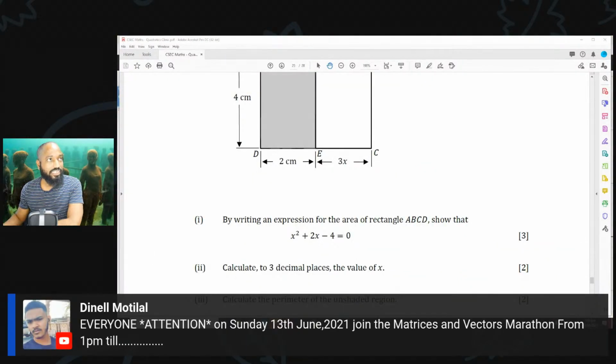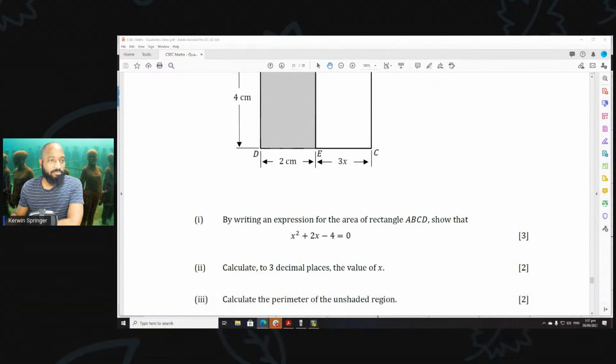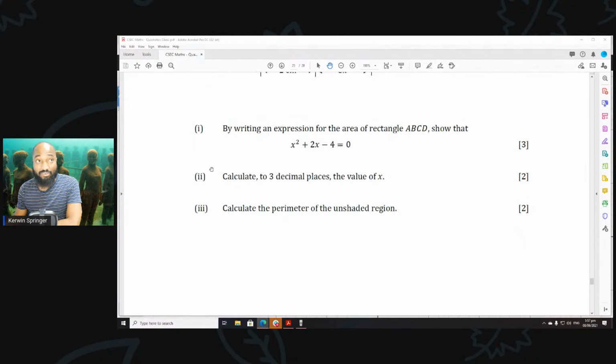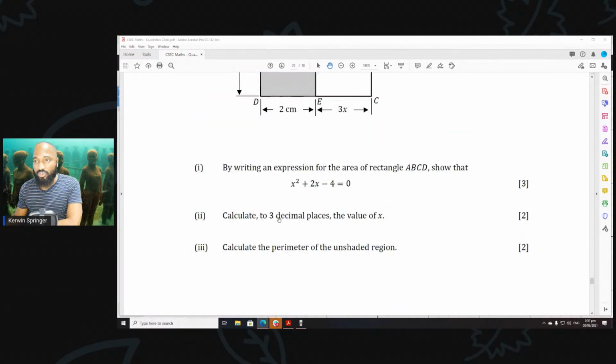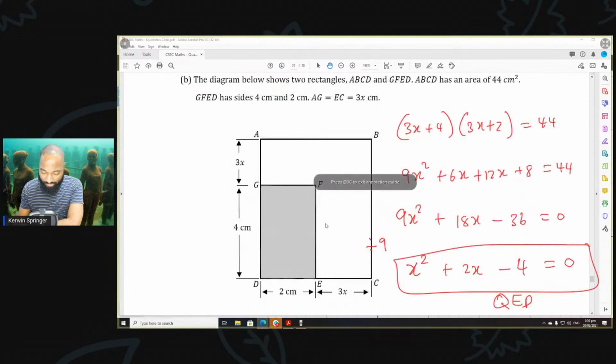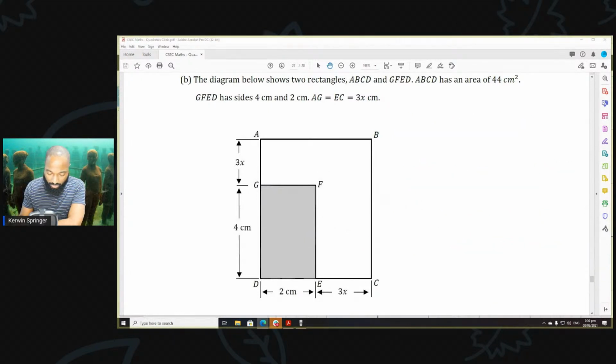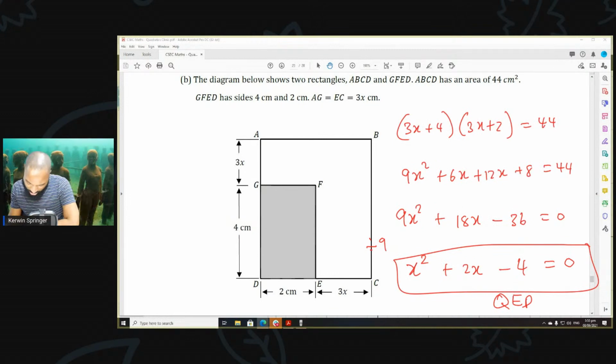Bang. So that's the next mini marathon for maths. So we're going to get all the vectors and matrices questions and have the time of our life. So calculate to 3 degrees the value of x. Fine. I knew they were going to do that.